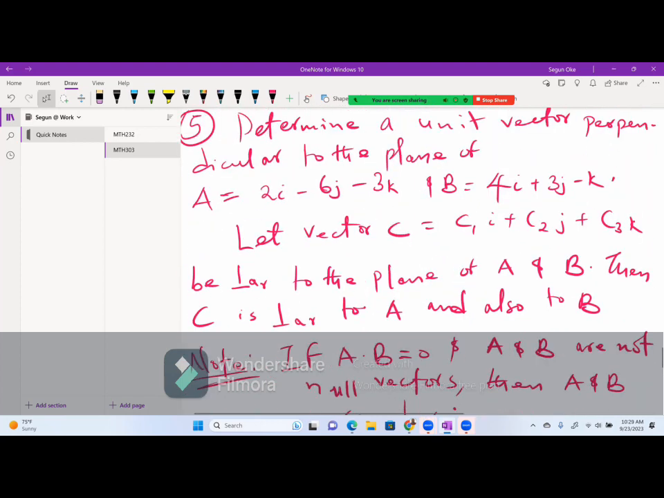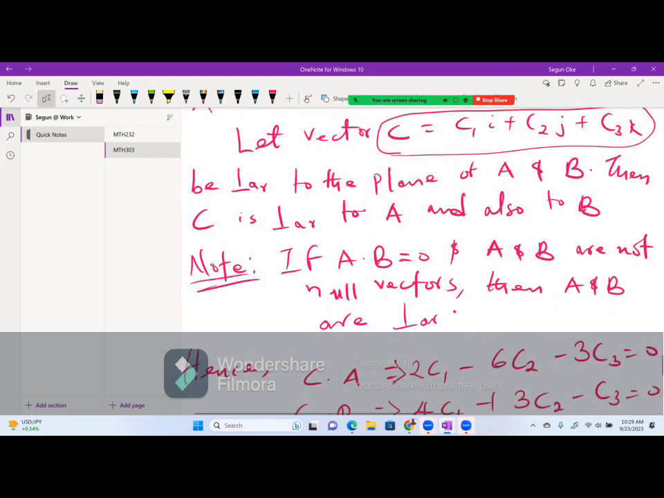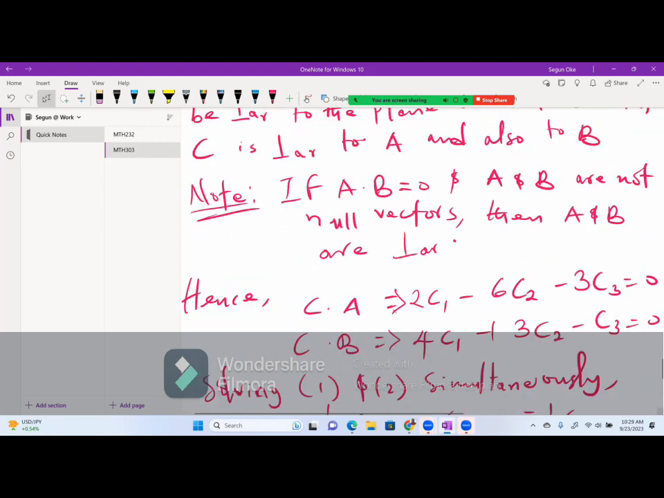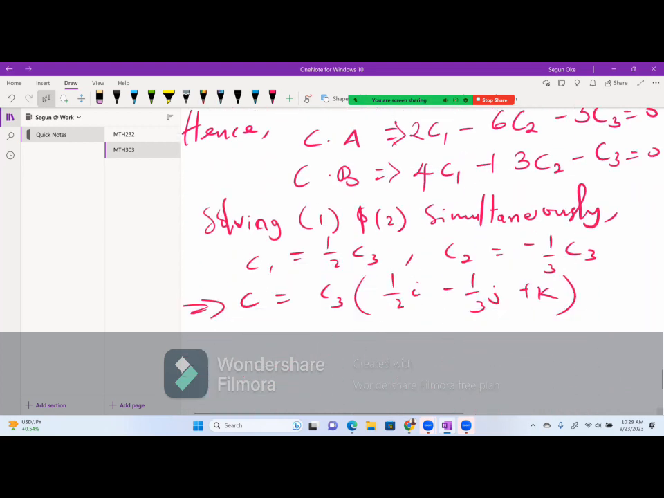So remember your C. This is our C. And if our C is equal to this, then we now say C1 is equal to 1 over 2 C3. Substitute it back. Then C2 is also negative 1 over 3 C3. That's why you see 1 over 3 here. And we know C3 to be C3 K. Then factorize C3 out, so you have everything in this form.